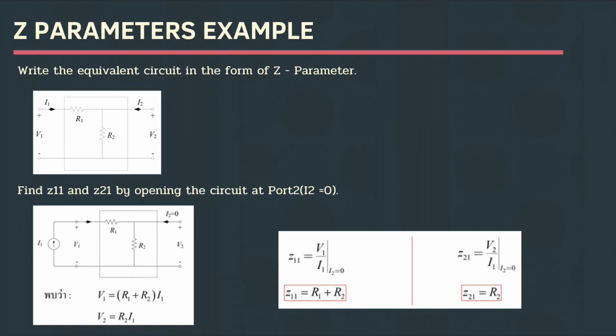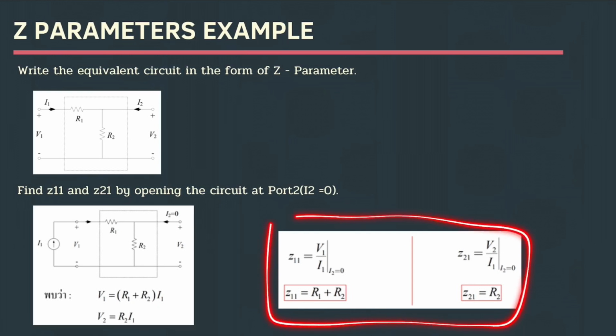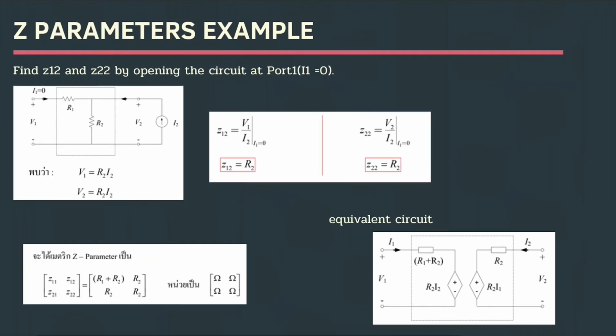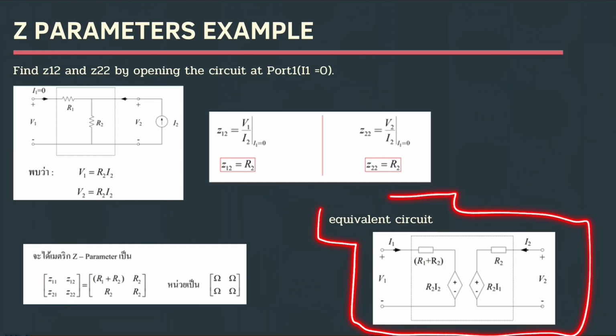V1 is equal to R1 plus R2 multiplied by I1, and V2 is equal to R2 I1, and we will get this equation. Step 2, find C12 and C22 by opening the circuit at port 1, and we will determine I1 is equal to 0, and we will get V1 is equal to R2 multiplied by I2, and V2 is equal to R2 multiplied by I2, and we will get this example, and we will write it in matrix form in this picture, and we can write the equivalent circuit.